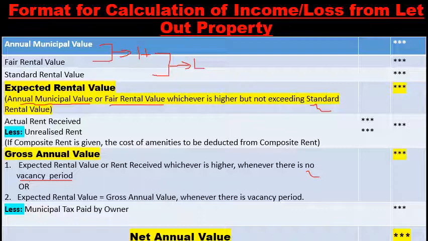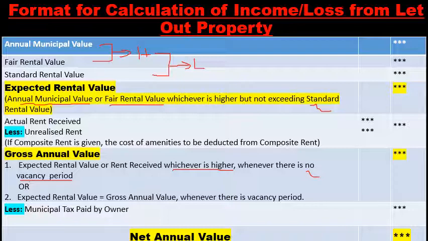So if there is a vacancy, then this should not apply. If there is no vacancy period, then you have to compare expected rental value with the rent received. Whichever is the highest is the gross annual value whenever there is no vacancy period. It means it is let out throughout the year.